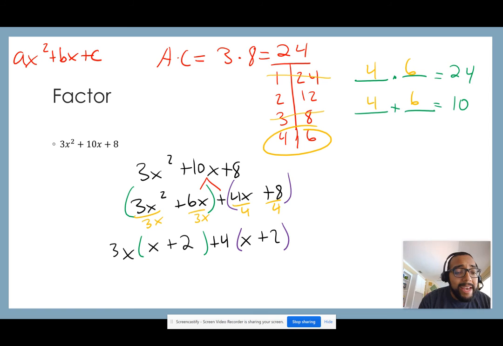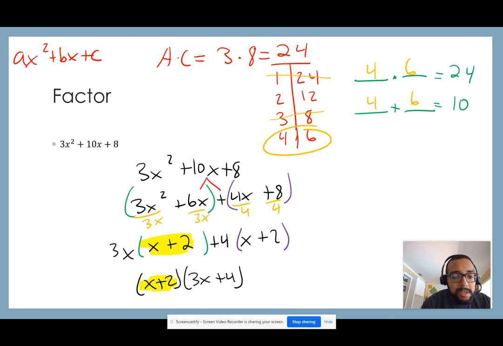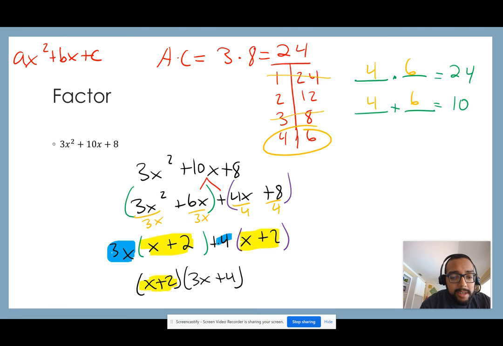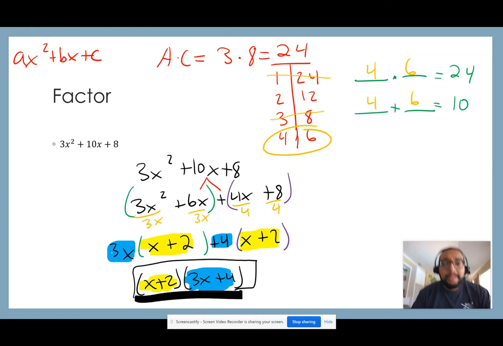So final step here is write the terms that are common, that are the same inside the parentheses, and then bring down everything that is left over. And I'll highlight that just so you can see. Again, x plus 2 because that was here. Let's do this color. And then 3x and a 4 became its own parentheses. Now, I'm not going to prove this by foiling or by distributing just to save time. But we would get our same expression, 3x squared plus 10x plus 8.